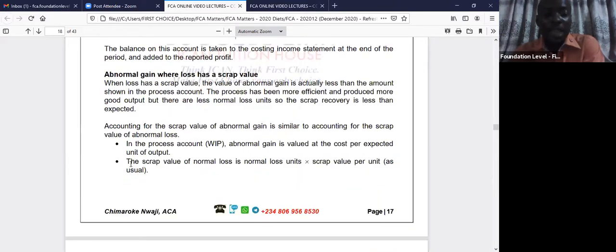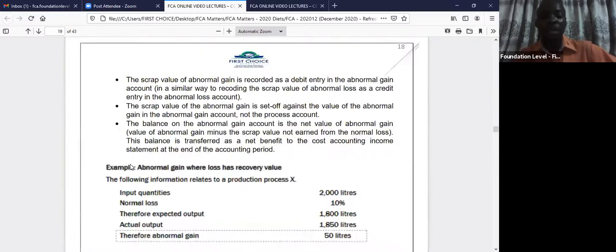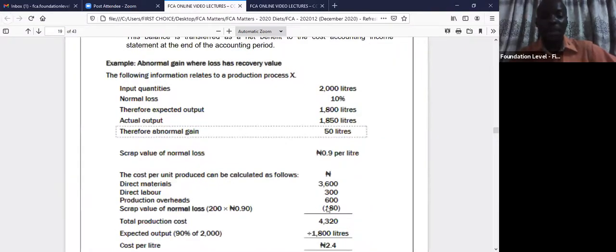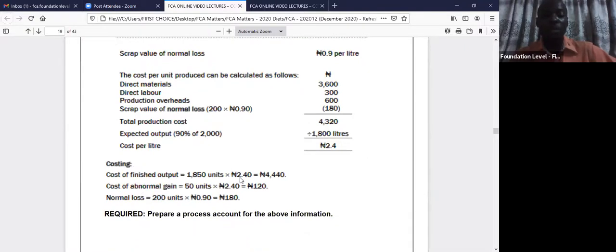When there is a scrap value for abnormal loss, abnormal gain, the scrap value is normally recovered and the scrap value is removed from the total process cost to find the cost of good outputs. Like as we see here, the scrap value is removed to get this 4,320, and everything is divided by 1,800, and here we have 2.4, which we use to value the output and value the abnormal gain. While your normal loss will continue to have its recoverable value.